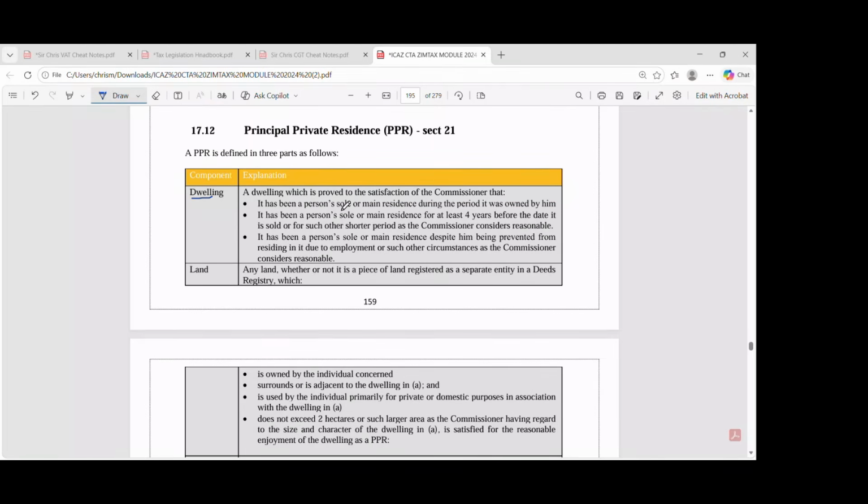It must be the person's main residence during the period it was owned, it has been the person's main residence for at least 4 years, and it is sold for such other period. It has been the person's main residence, despite him being prevented from residing in it due to employment. Some circumstances do not prove this is a principal private residence.